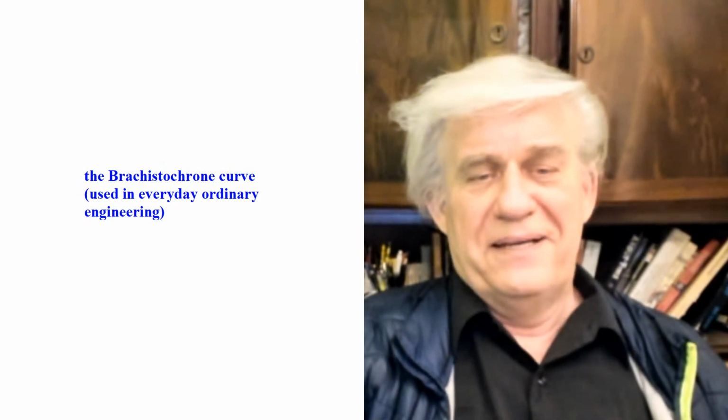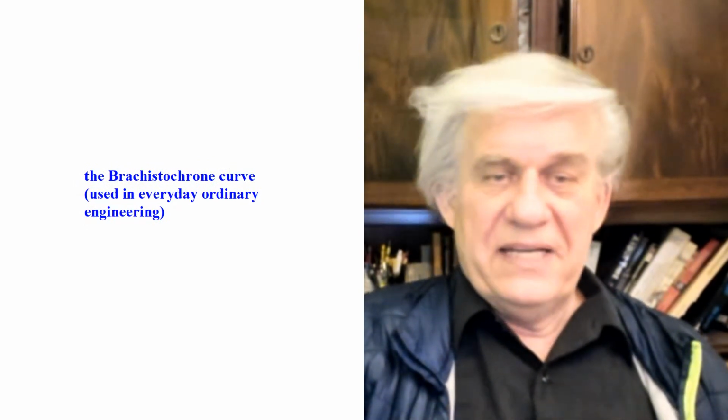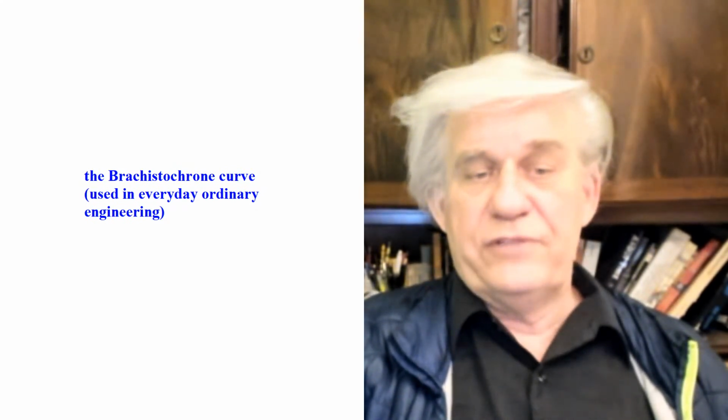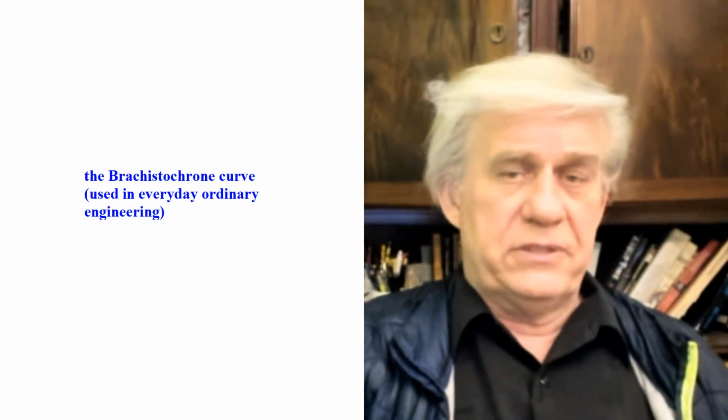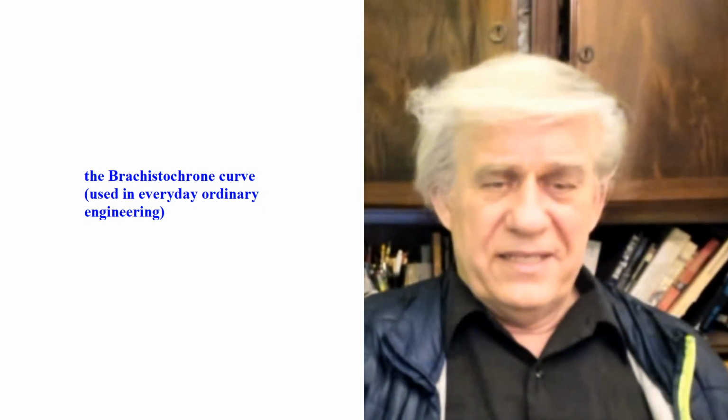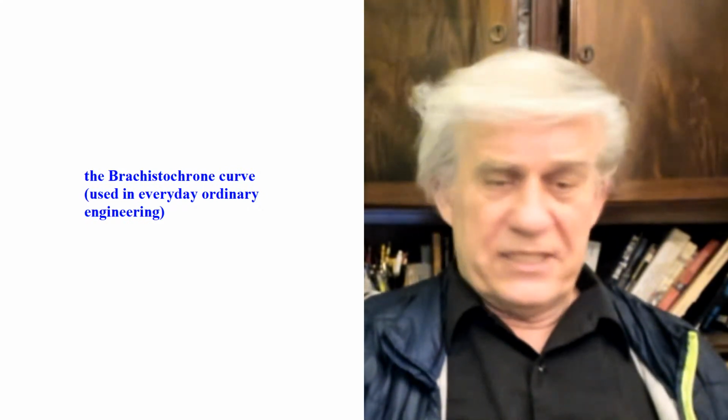And so, yeah, Fibonacci is a fib. We have no explanation right now, and he did not give us an explanation. He just added a little more authority, saying the Brachistochrone curve is used in everyday ordinary engineering. Okay, so it's used in engineering. Again, that's just authority. He hasn't explained anything.